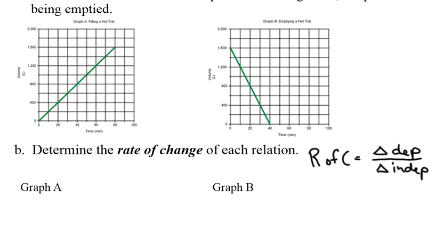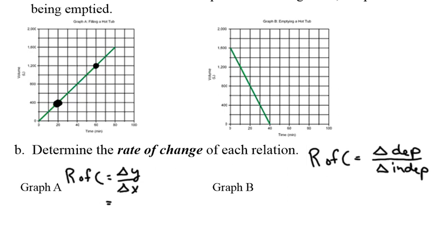You can choose any 2 points that you want. So for graph A, just for simplicity's sake, I'm going to pick a couple points that are easy to read the values. So for graph A, the rate of change in the y's over change in x. Well, let's take a look.